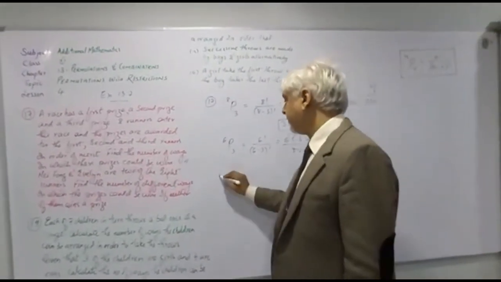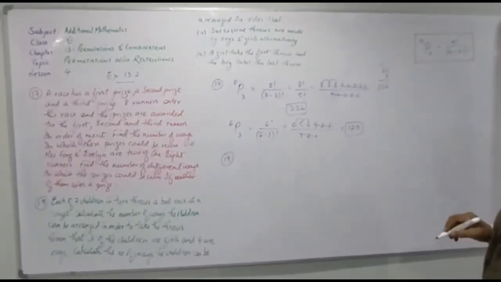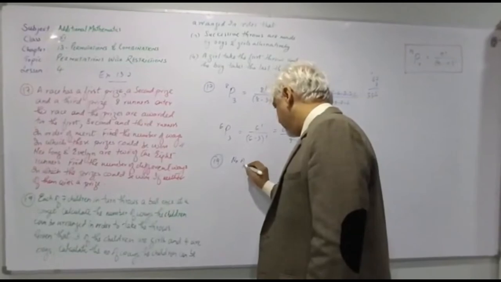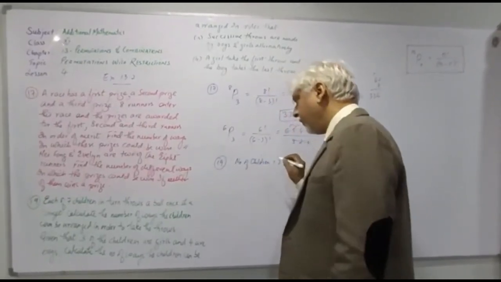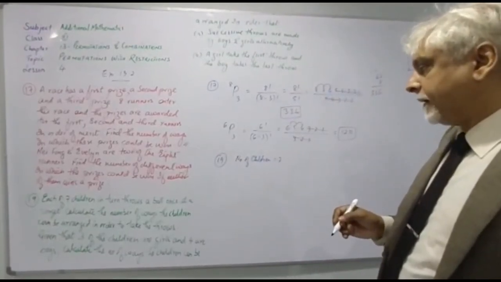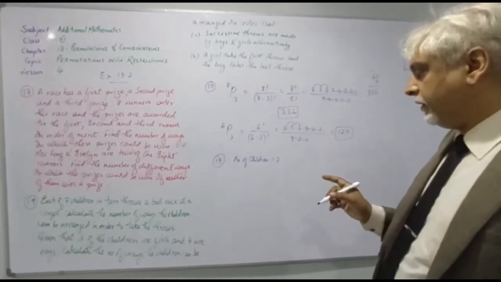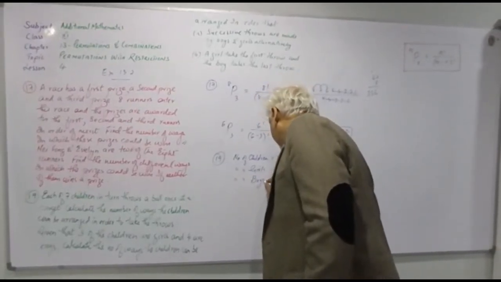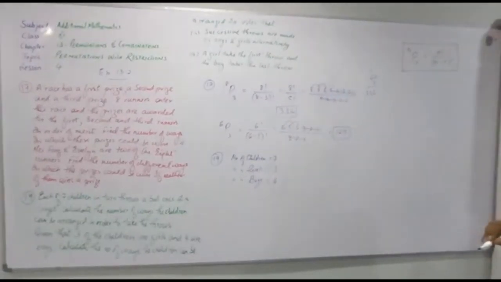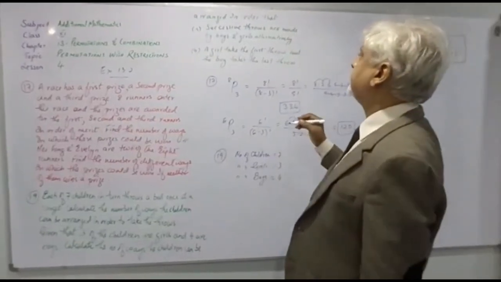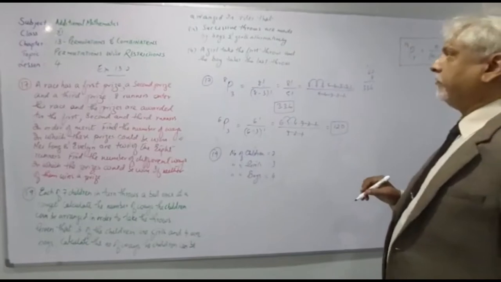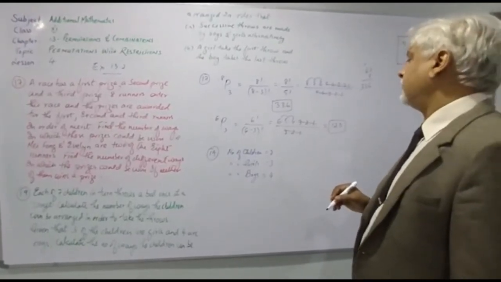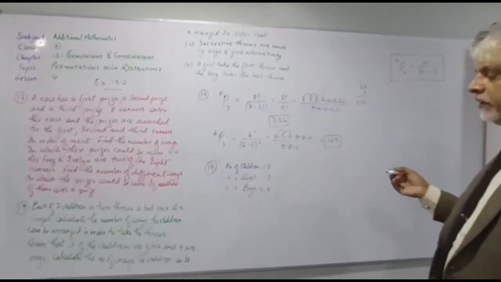Let's move on to the next question, number 19. Now it says here, each of 7 children in turn throws a ball once at a target. Now there are 7 children. They are throwing at a target. They can be arranged in order to take the throws, given that 3 of the children are girls. So the number of girls is 3, and 4 are boys. Part A: calculate the number of ways the children can be arranged in order that successive throws are made by boys and girls alternately. And B part, a girl takes the first throw and a boy takes the last throw.